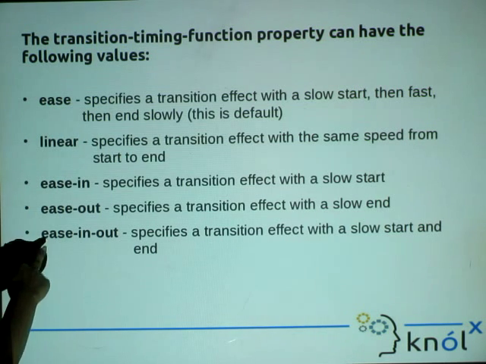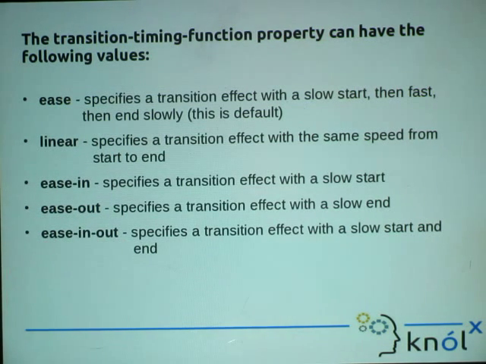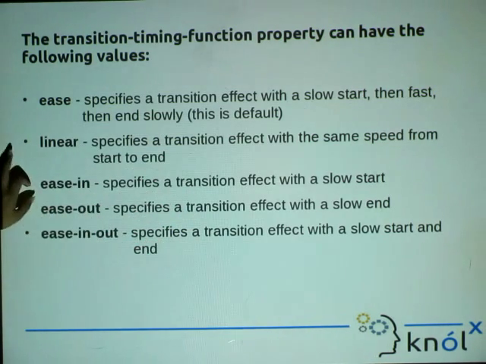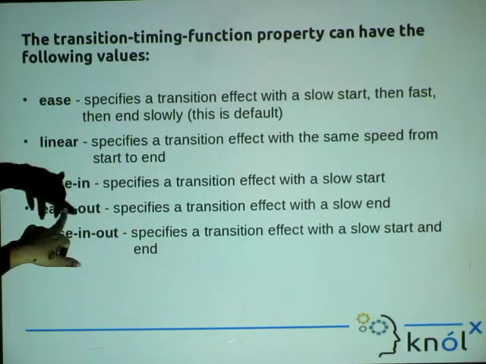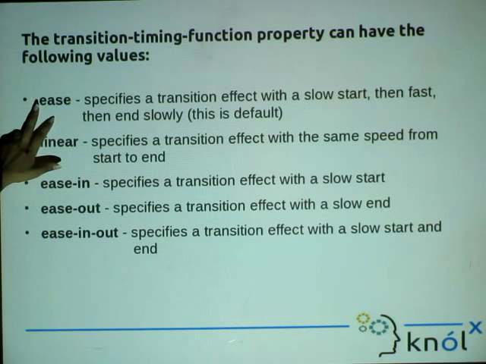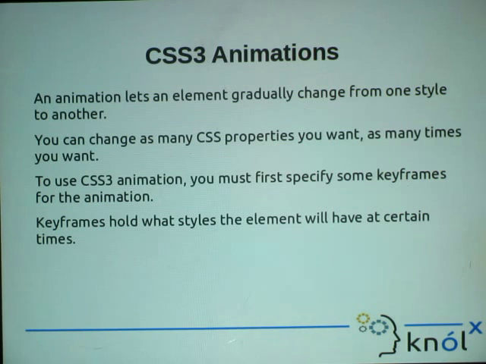I am using ease out now, that specifies the transition effect with a slow end. Ease in is with a slow start. Linear is the same speed from start to end, and by default it uses ease if we don't give any property. Ease in out specifies transitions with a slow start and end.